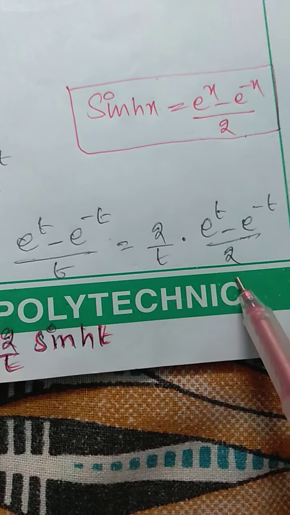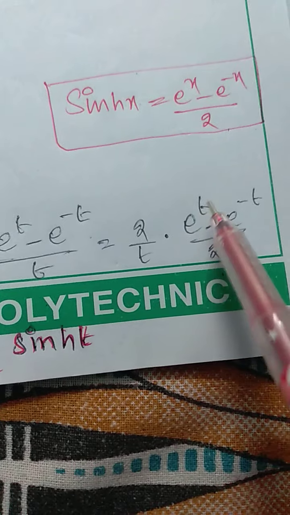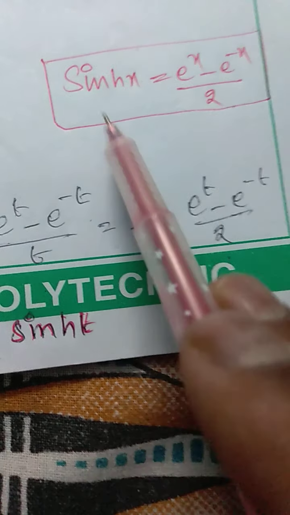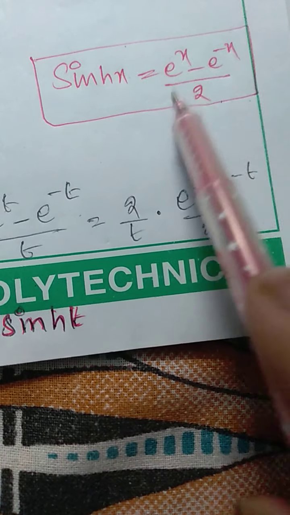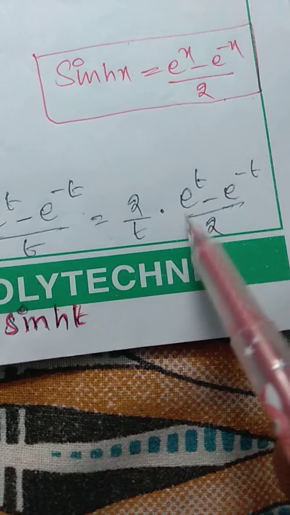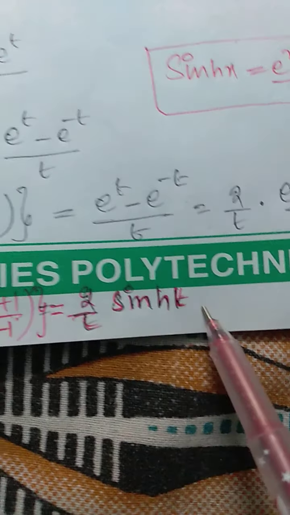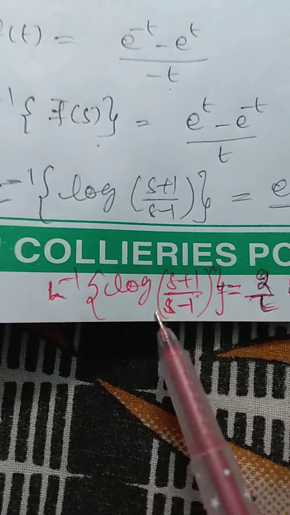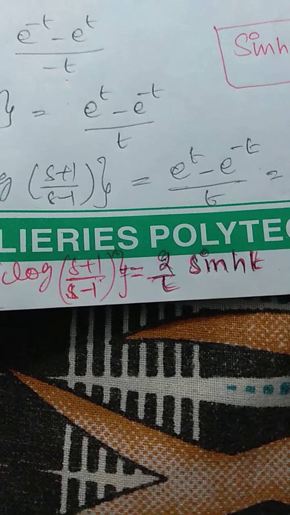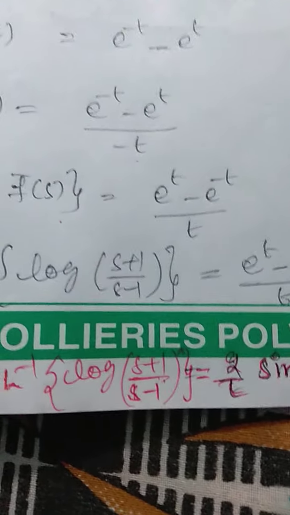Multiplying and dividing by 2, we get 2 divided by t into e power t minus e power minus t divided by 2. According to the formula, sinh x is equal to e power x minus e power minus x by 2. That means e power t minus e power minus t divided by 2 can be written as sinh t. Therefore, L inverse of logarithm of s plus 1 divided by s minus 1 is equal to 2 divided by t into sinh t. This is the inverse Laplace transform of a derivative. This is the required solution.